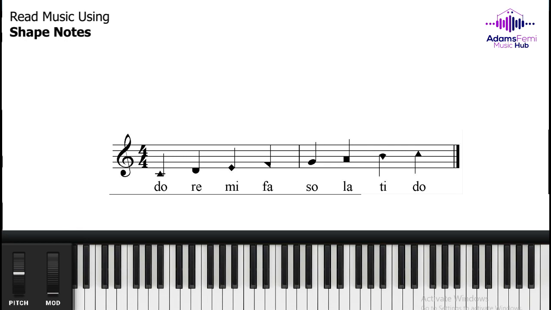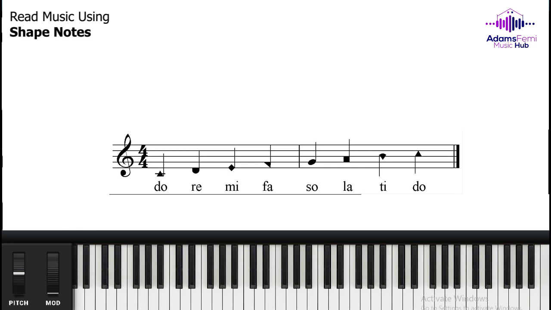Then the third note is a diamond. We use that to represent mi, as you can see on the screen. The fourth note looks more like a right triangle. Here it looks like a right triangle, which we use to represent fa.